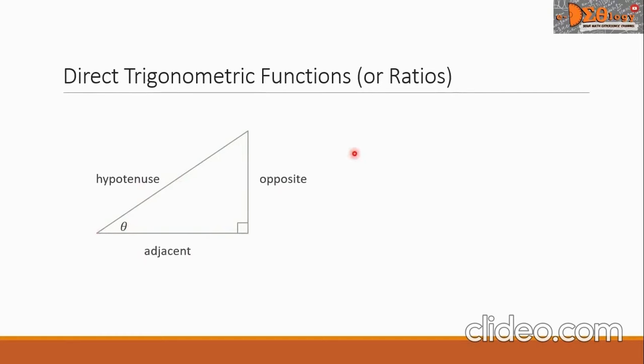We will now specify the direct trigonometric functions. We will begin with sine theta. The symbol for sine is sin theta, and this is equal to the ratio of the opposite side over the hypotenuse.